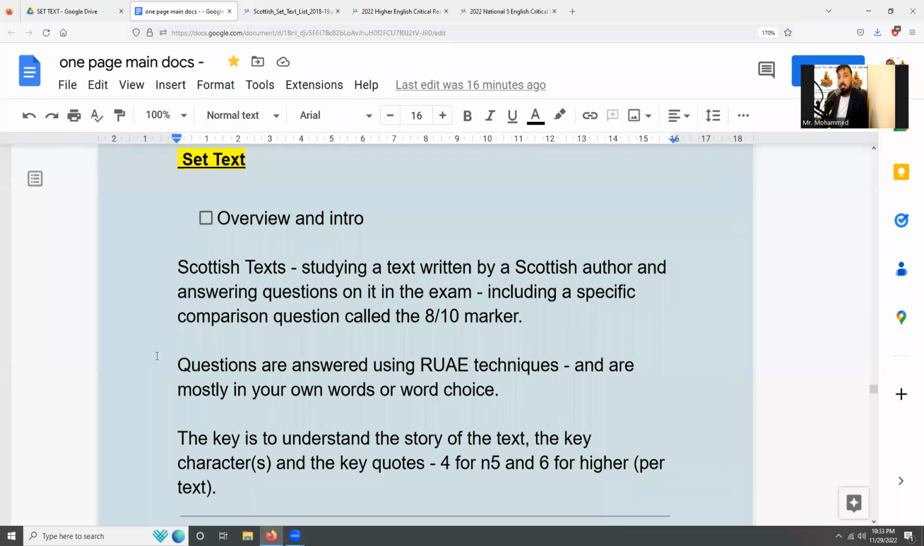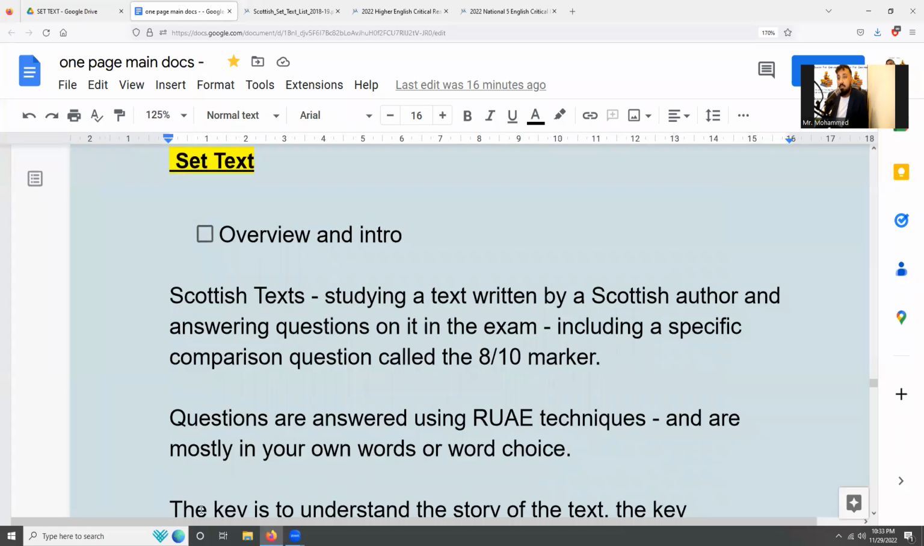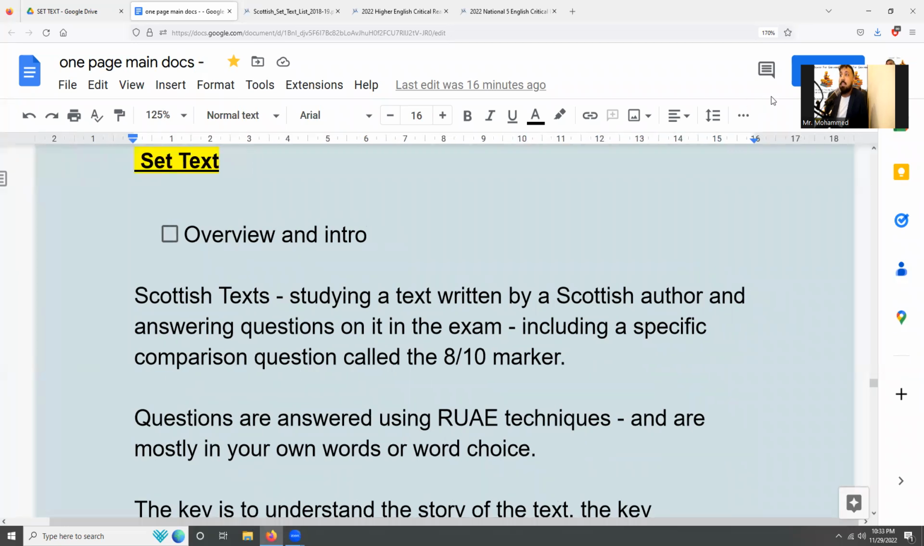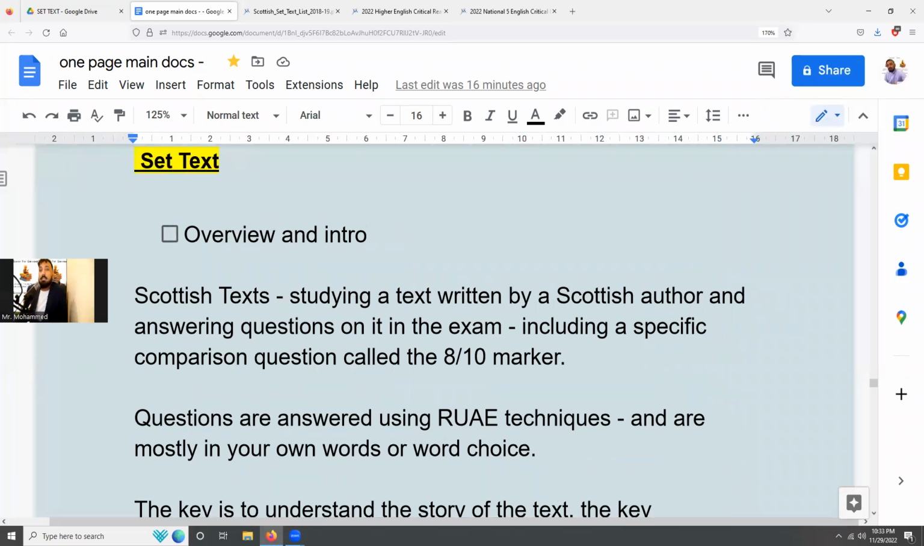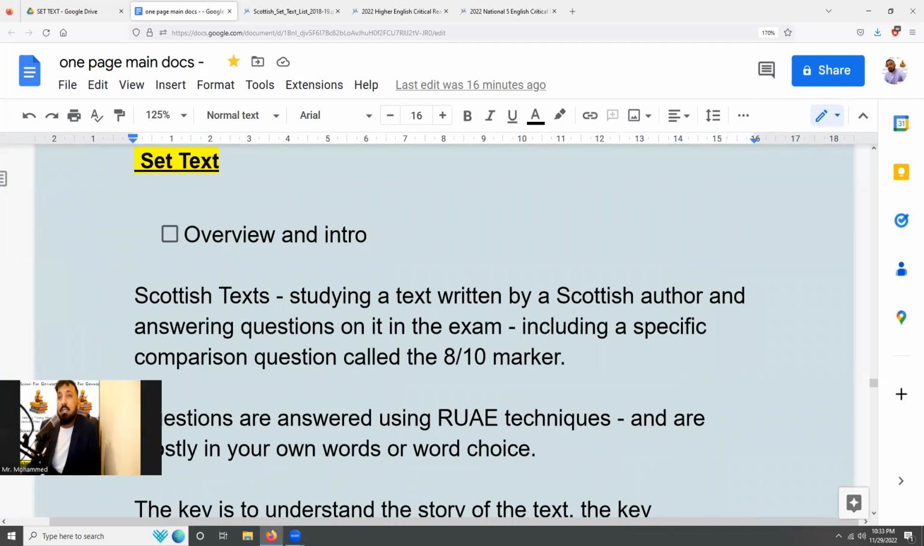Okay, so to begin, make your heading Scottish text. Then, as I said, I'm going to give you an overview of this section. When it comes to the Scottish text exam, this is part of your critical reading exam.